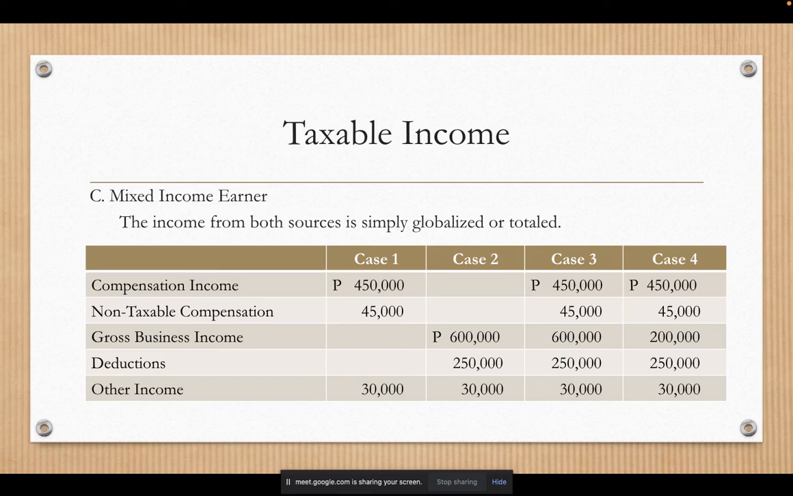All right? And then there's also another kind of person, which is a mixed income earner. The income from both sources is simply globalized or totaled.